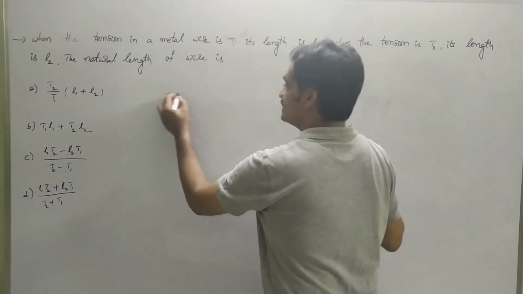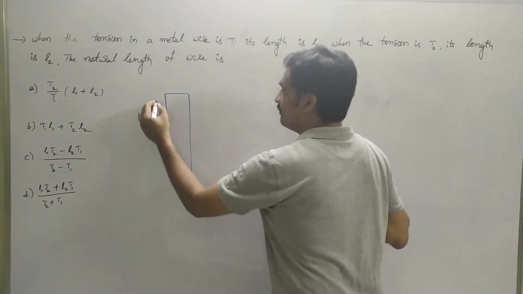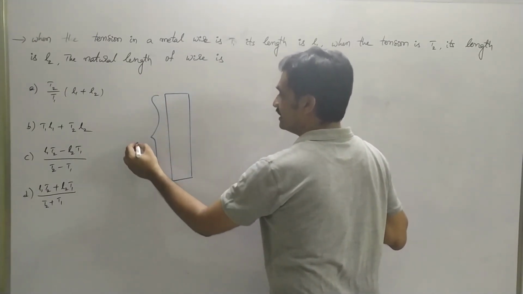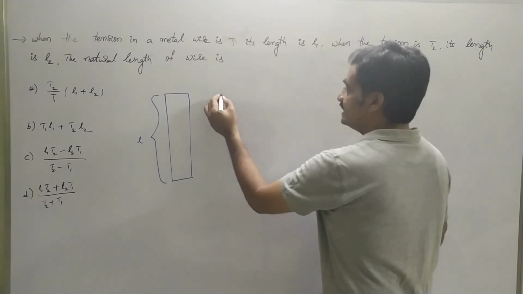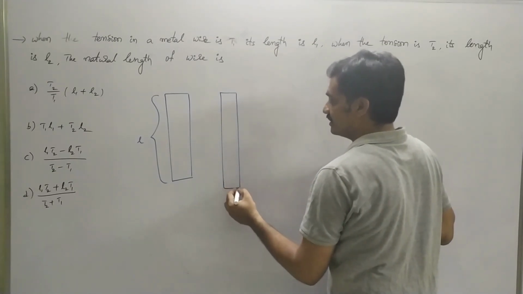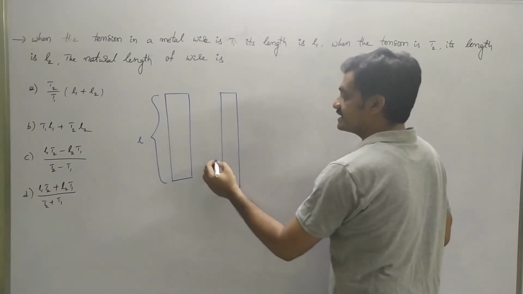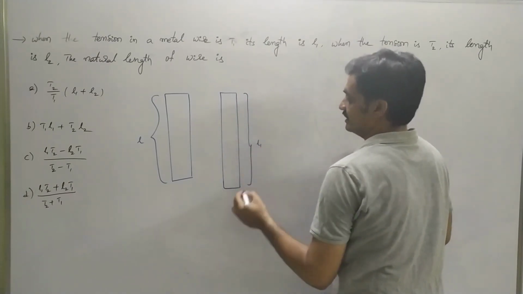For this, we consider a rod of length L. When the tension T1 is applied on this rod, it has extended to a new length L1.